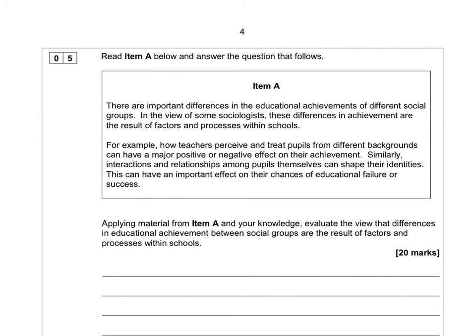Similarly, interactions and relationships among pupils themselves can shape their identities. This can have an important effect on their chances of educational failure or success. So that particular element is probably referring to subcultures, but it's possibly also referring to things like gendered identities as well. And remember the theory of opposites, the idea that boys will always behave in an opposite way to girls to establish their masculine identity, and likewise girls will behave in a very opposite way to boys to establish their feminine identity. So straight away you can make a point on gender there, but you could also definitely talk about the role of subcultures in how well particular groups do.